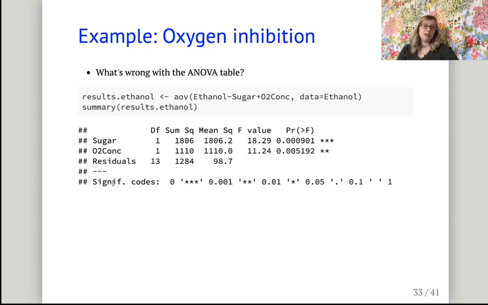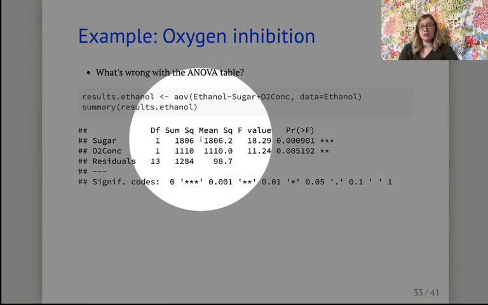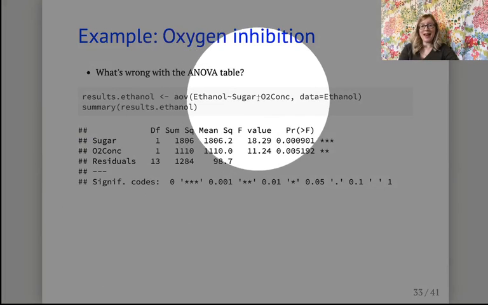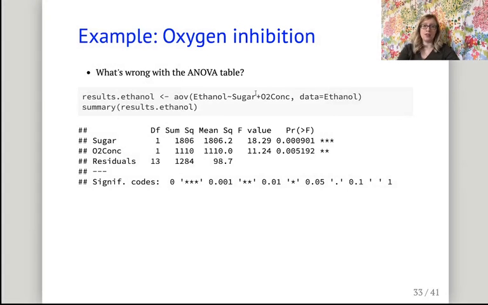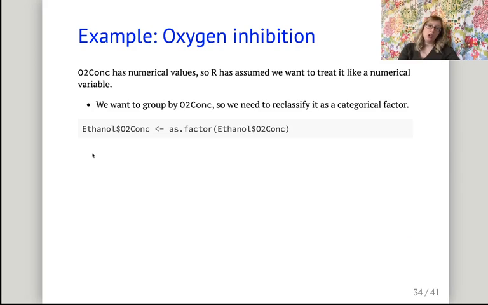Now, there's something wrong with this ANOVA table. It's not the code, so this is correct. We'll fit this model just by adding additional explanatory variables with a plus sign. So we've got sugar plus oxygen concentration. Oxygen concentration had 4 levels, so it should have 4 minus 1, 3 degrees of freedom. What happened here was that oxygen concentration has numerical values, so R assumed we want to treat it like a numerical variable.